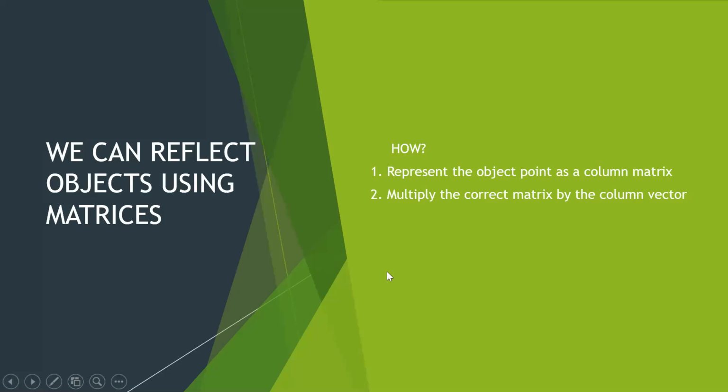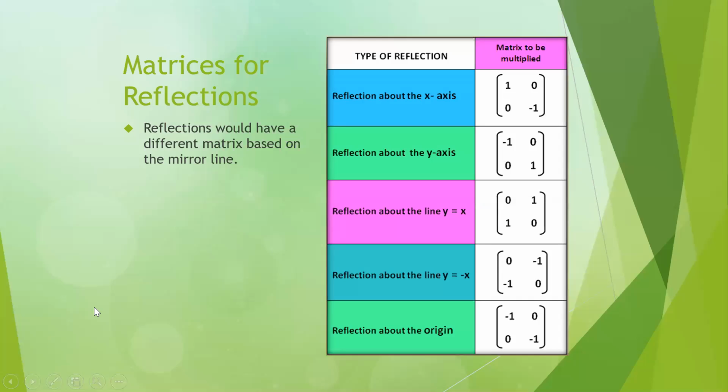Okay, so you have to first represent the point as a column matrix. Secondly, you have to multiply the correct matrix by the column vector or the column matrix that you have. It's basically a vector really and truly, and also a column matrix because it has the x on the top and the y at the bottom. I really wanted to demonstrate what I mean by represent the object point as a column matrix, but this is not allowing me to edit it. So I will show you in the example in a while.